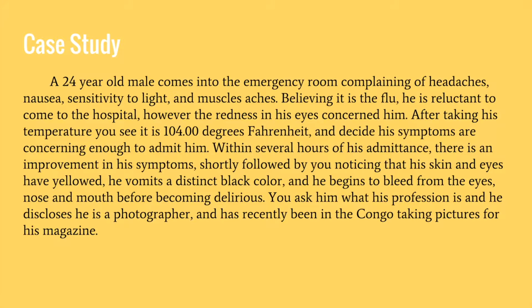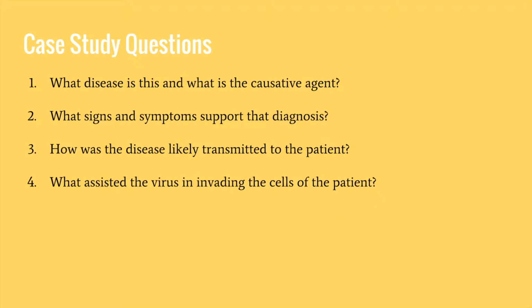He vomits a distinct black color, and he begins to bleed from the eyes, nose, and mouth before becoming delirious. You ask him what his profession is, and he discloses that he's a photographer and has recently been in the Congo taking pictures for his magazine. The questions asked of this case study are: 1. What disease is this and what is the causative agent? 2. What signs and symptoms support that diagnosis? 3. How is the disease likely transmitted to the patient? And 4. What assisted the virus in invading the cells of the patient?